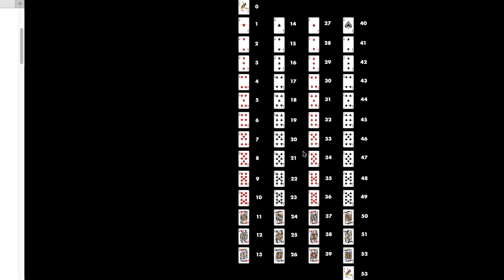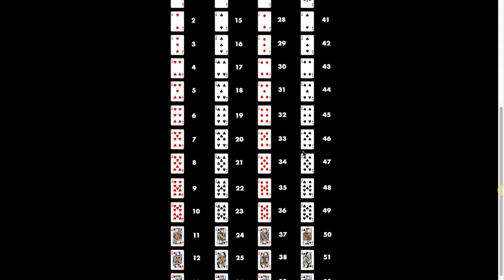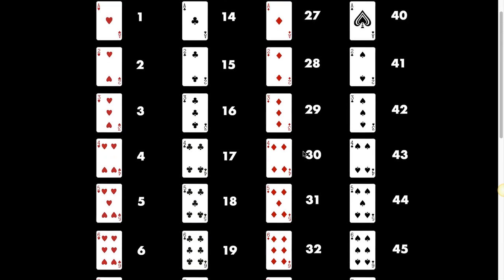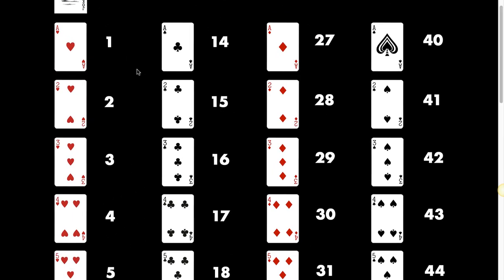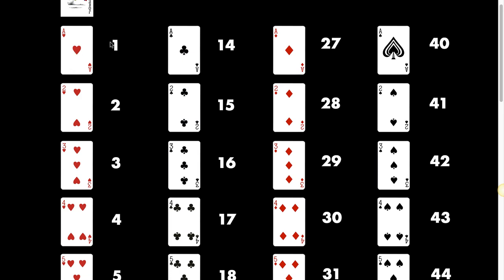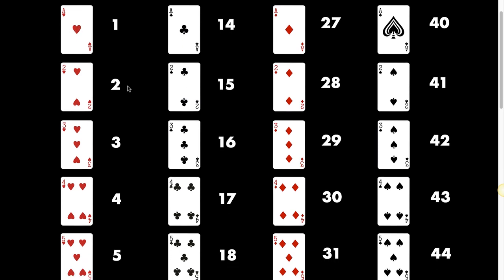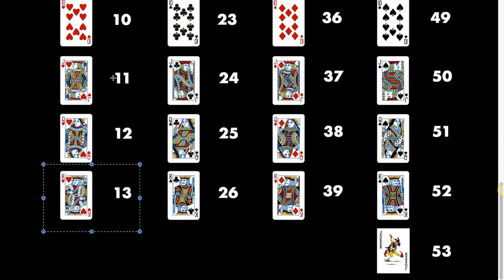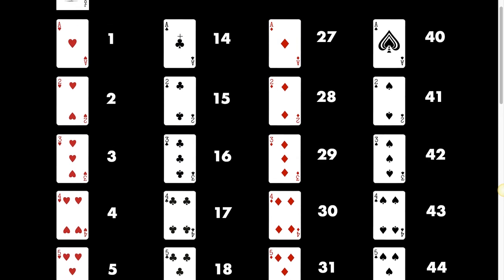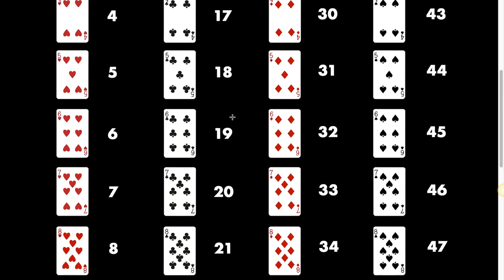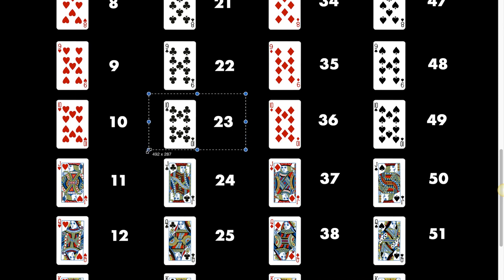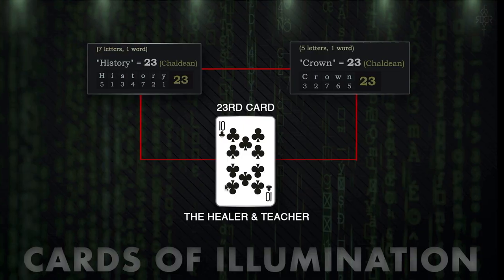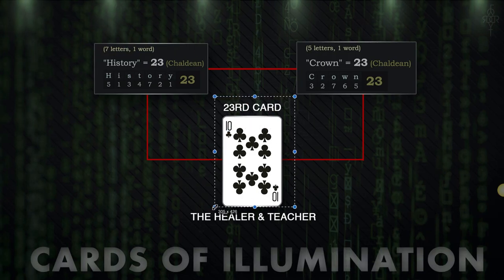How did I find that? I've made this graph. It's a little small. Let me zoom it in here. This is the natural lineage of the cards. The heart suit is always first. It goes in order, one ace is number one, all the way down to king being the 13th card. And then it starts over again back to the black suit, which is clubs. So we go down to the 23rd card, folks. It's right here, the 10 of clubs. And then we can connect the dots, which is right here. So the word history is tied to the 10 of clubs, which is the healer and teacher.